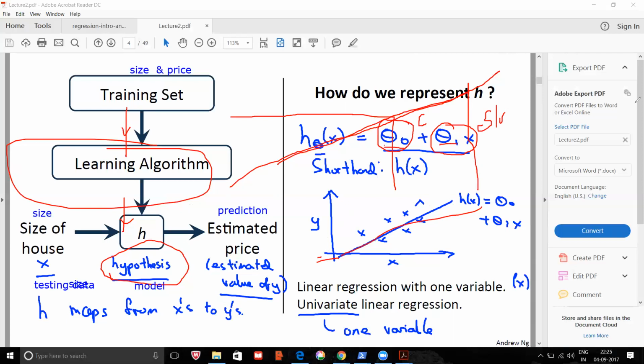What do you have to find? You have to find the values of theta 0 and theta 1, as you can see here. If you find the values of theta 0 and theta 1, you have found the line for you. So what are the possible options of theta 0 and theta 1?